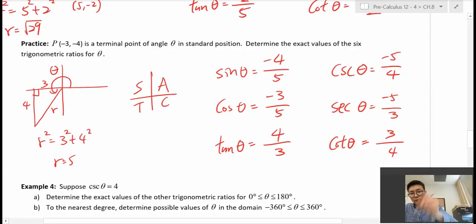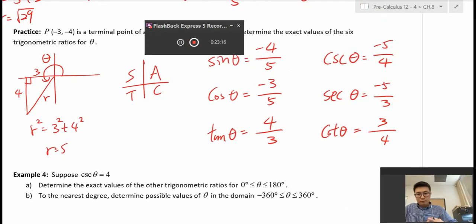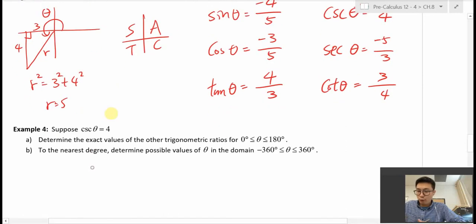Okay, so here's the answer. Hopefully this is what you got. Negative 3 and 4 is in the third quadrant, so I drew my triangle, and then I have the ASTC rule, found the radius, and just applied the rules and the side lengths, and this is what you should get. All right, hopefully that's okay for you. We're going to move on to example number 4.